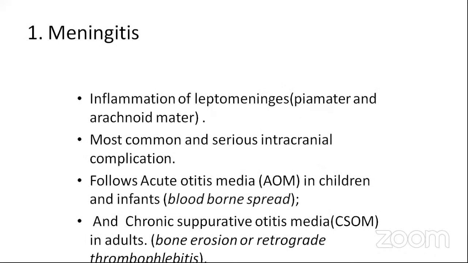Moving on to the intracranial complications. The first intracranial complication is meningitis. It is inflammation of the leptomeninges, that is the pia and arachnoid mater; the meninges are the dura, pachymeninges, and leptomeninges. It is the most common intracranial complication, following acute otitis media in children and infants by blood-borne spread, and in chronic suppurative otitis media it is because of bone erosion or retrograde thrombophlebitis.